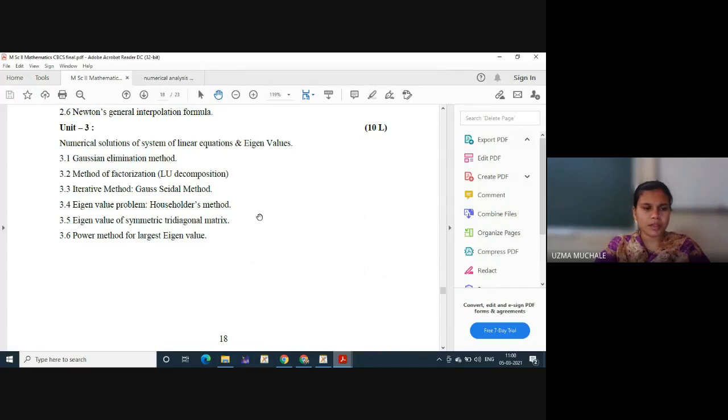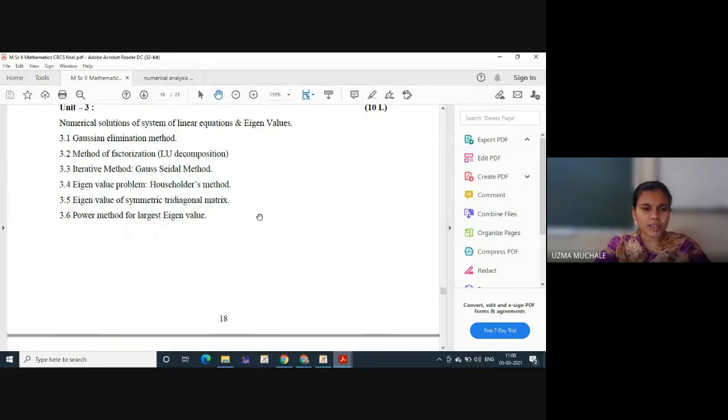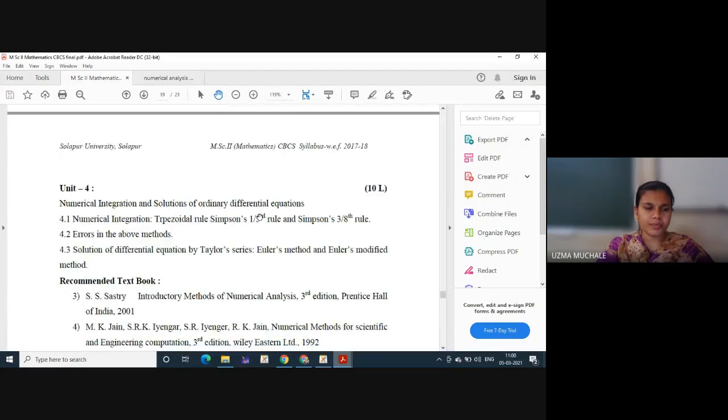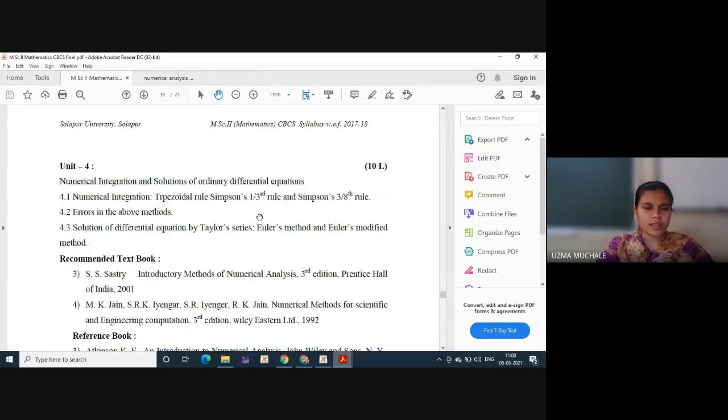Gauss elimination method, method of factorization, that is LU decomposition, Gauss-Seidel method, Householder method, symmetric tridiagonal matrix we have to take, and we have to find the eigenvalues. Next, power method for largest eigenvalue. The last one is this one also. I hope you have done the trapezoidal method, Simpson 1/3 and Simpson 3/8 rule, and errors in the above methods. And the last one is Taylor series and Euler's method, Euler's modified method.